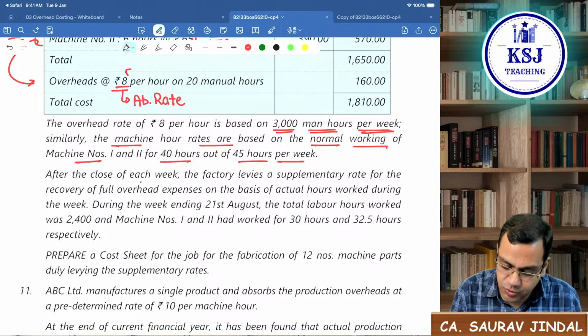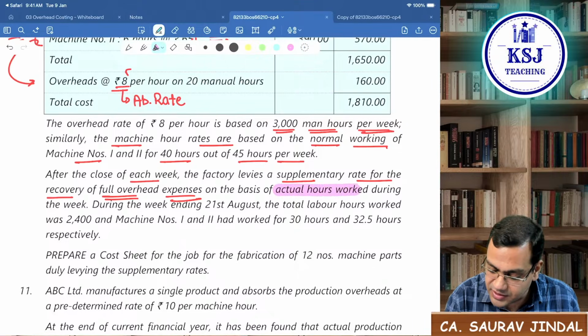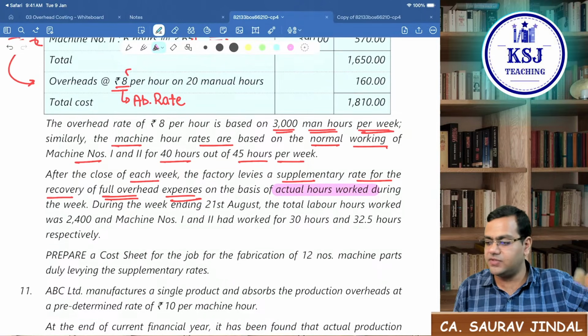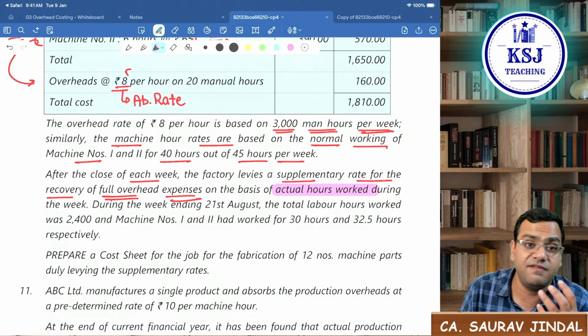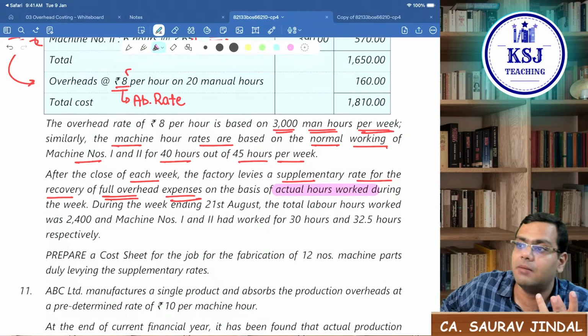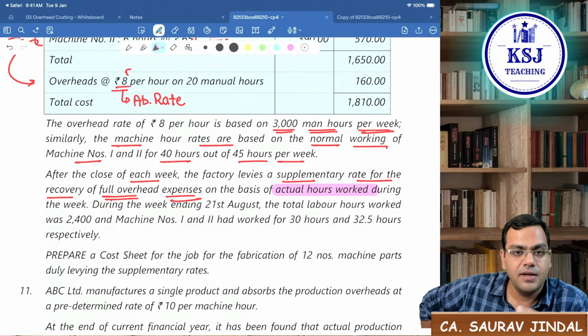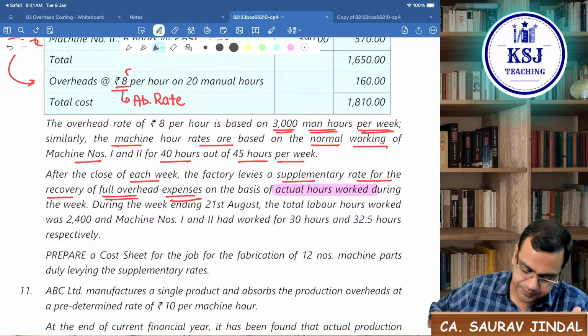After the close of each week, the factory levies a supplementary rate for the recovery of full overhead expenses on the basis of actual hours worked during the week. Right? Based on the estimates we have already done. Then at the end of the week, they see what is the variance here based on the actual number of hours. If there is a difference between the absorption rate based on the actual number of hours, then they use the supplementary rate. The difference they charge.